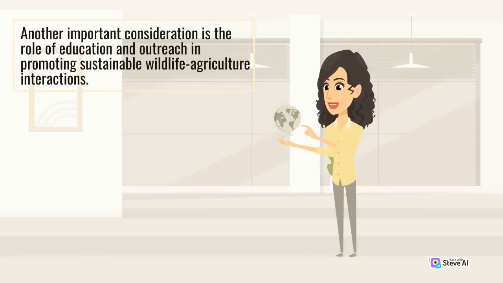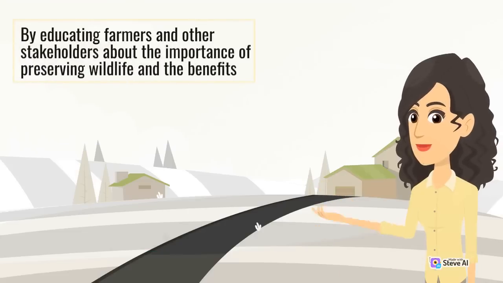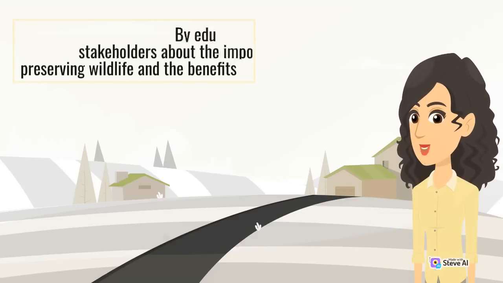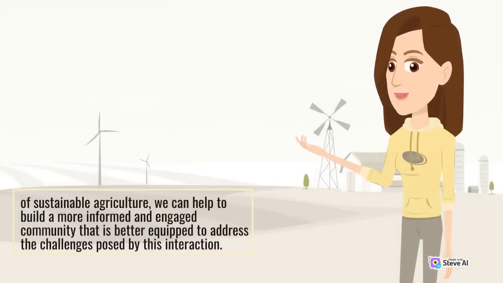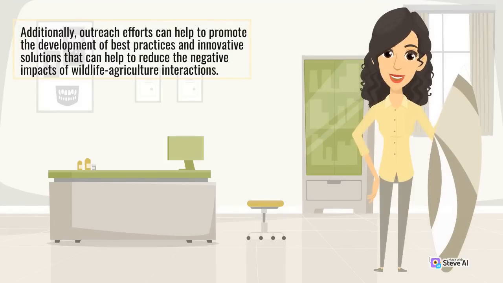Another important consideration is the role of education and outreach in promoting sustainable wildlife agriculture interactions. By educating farmers and other stakeholders about the importance of preserving wildlife and the benefits of sustainable agriculture, we can help to build a more informed and engaged community that is better equipped to address the challenges posed by this interaction. Additionally, outreach efforts can help to promote the development of best practices and innovative solutions that can help to reduce the negative impacts of wildlife agriculture interactions.